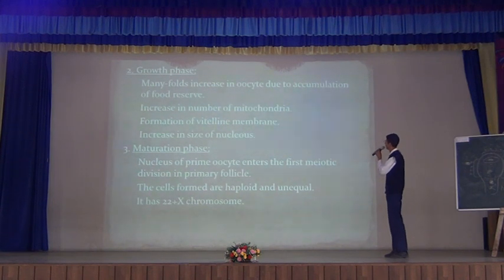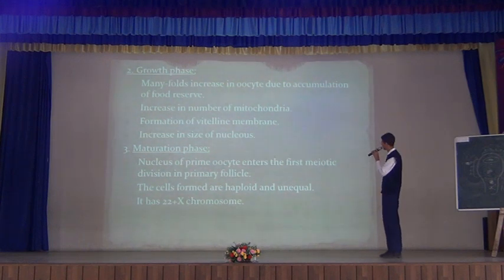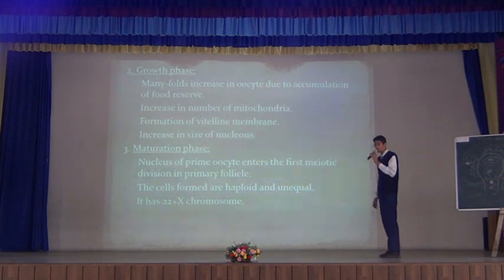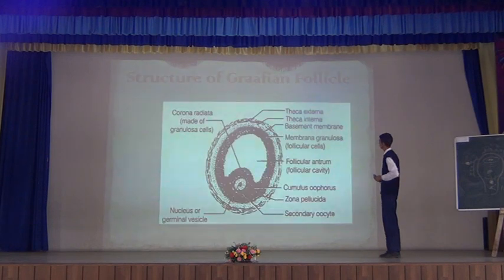Then there is the growth phase. Many-fold increase occurs due to accumulation of food reserves, an increase in the number of mitochondria, and an increase in the size of the nucleus. Maturation phase: in this, the nucleus of the primary oocyte enters the first meiotic division. The cells are haploid and are formed with 22 plus X chromosomes.